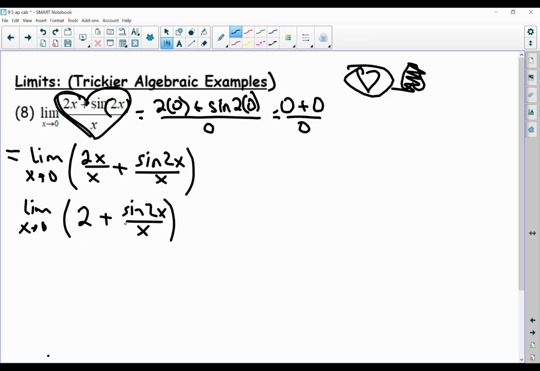So now I can see this as a sum. I could just find the limit. This limit right here I know is just a constant, it's 2. But the question here is, what do I do with sine of 2x over x? So one thing I'm going to do is break this up so that it's 2 separate limit problems.